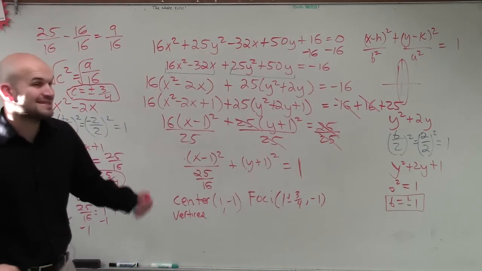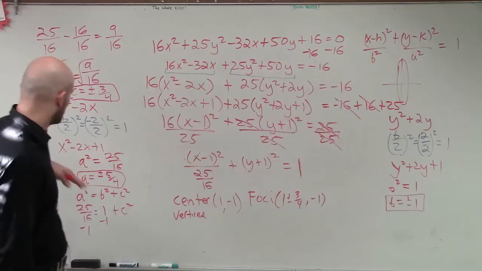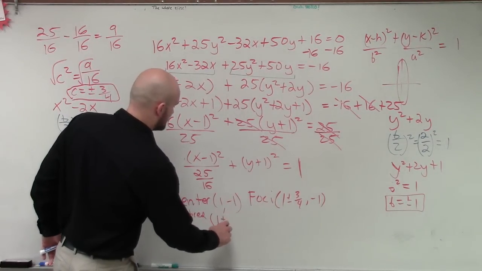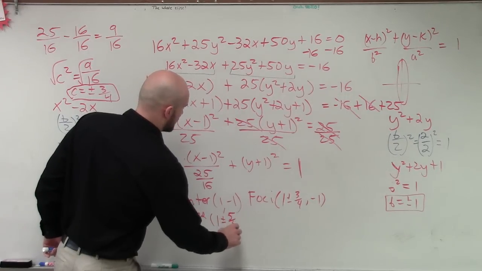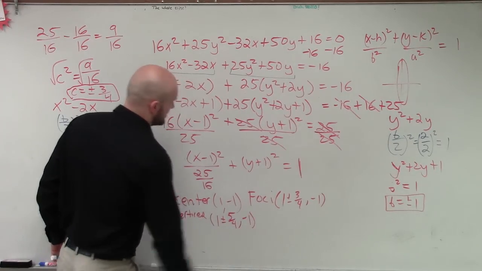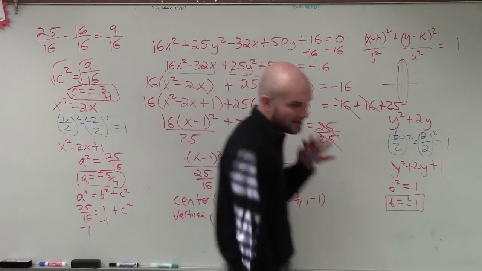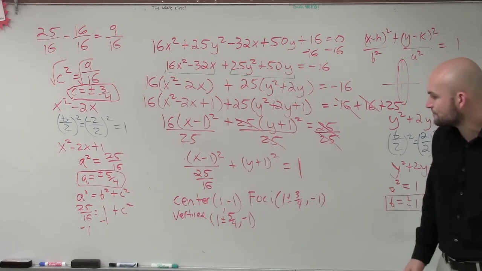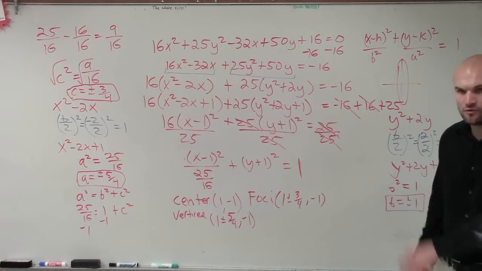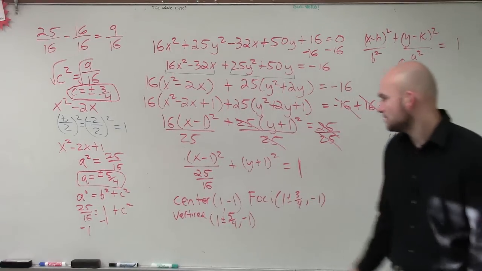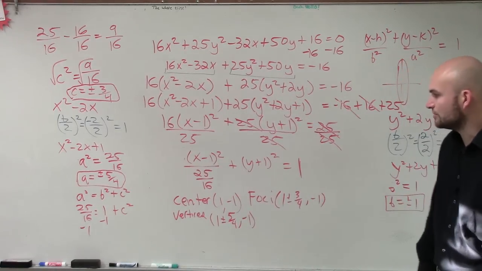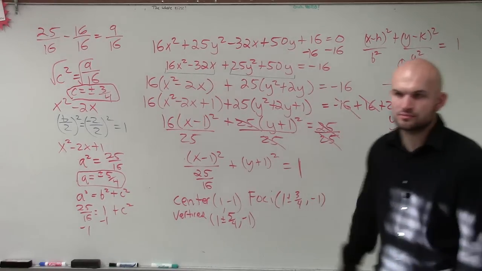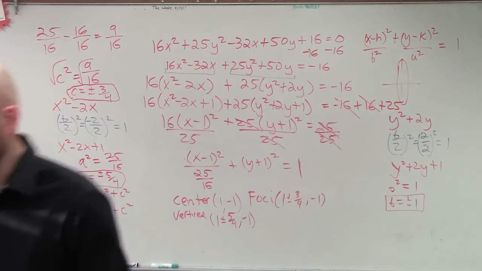Then my vertices are the same thing. They're also going to be on there, but they're going to be plus or minus my a, which is 5/4. So that's going to be 1 plus or minus 5 over 4, comma, negative 1. All right? And just for the length of this video, you can simplify this: it would be 1/4 and 7/4, comma negative 1. And then for the vertices, 9 over 4 and negative 1/4, negative 1. So just add them up.